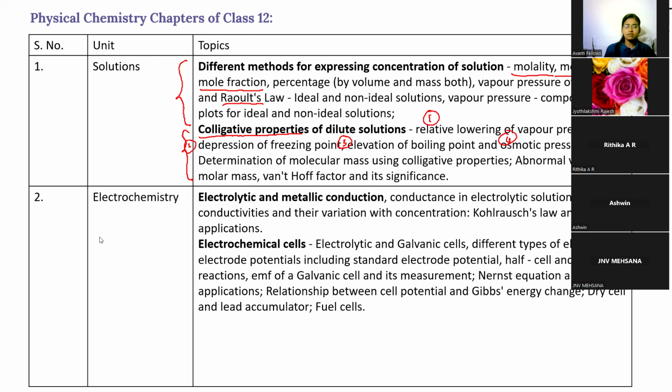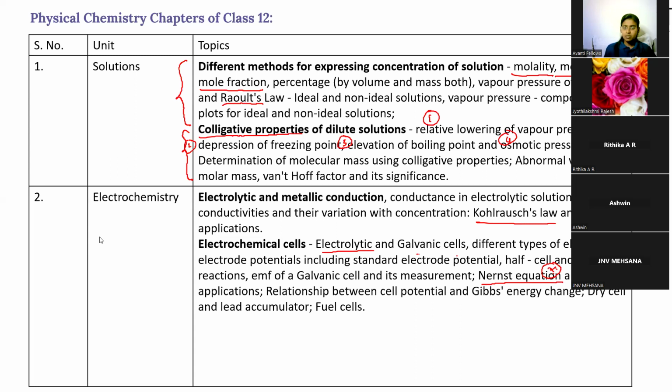Then after this, we have a lesson called electrochemistry. Electrochemistry also comes under physical chemistry, in which we have more formulas. There is the electrolytic and metallic conduction part, in which Kohlrausch's law is very important. In electrochemical cells, we will discuss electrolytic cells, galvanic cells, etc. And the Nernst equation is very important. Here we will have one formula that is very important to solve the numericals.